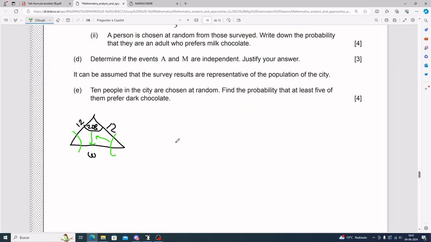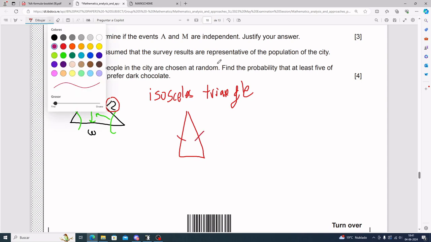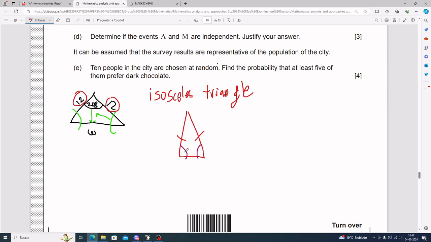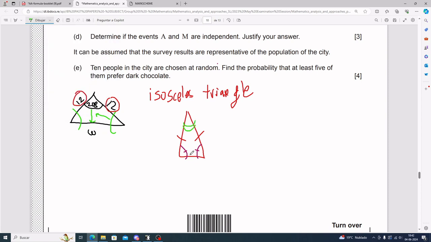Now, from here, this is the thing. Because these two sides are the same, these two are 12, that means we are in the presence of an isosceles triangle. An isosceles triangle is basically a triangle that has two sides which are the same. And if these two sides are the same, that means that these two angles are also the same. The odd one out would actually be this guy here, with that side here. So whenever you have two sides that are the same, these two angles that I'm putting in green, for example, if this is x, then this is also x.